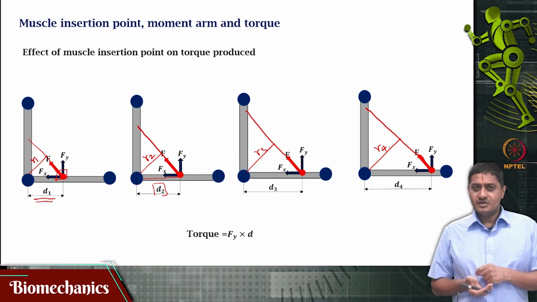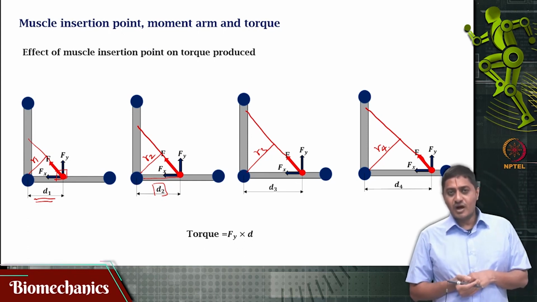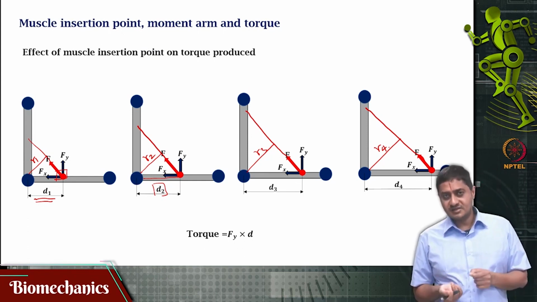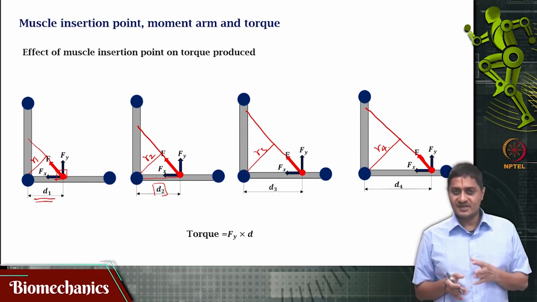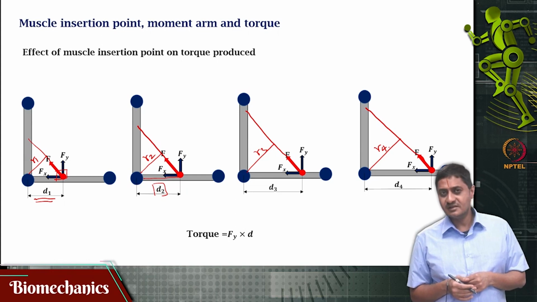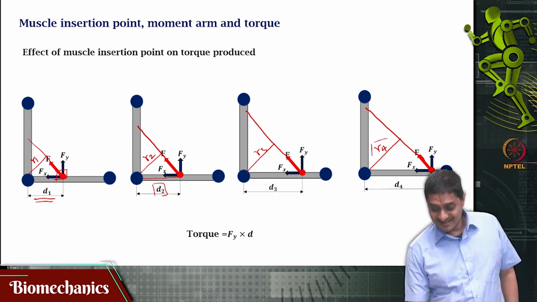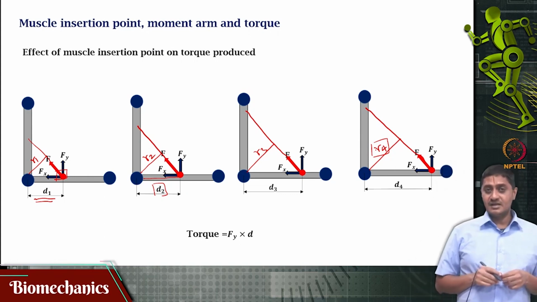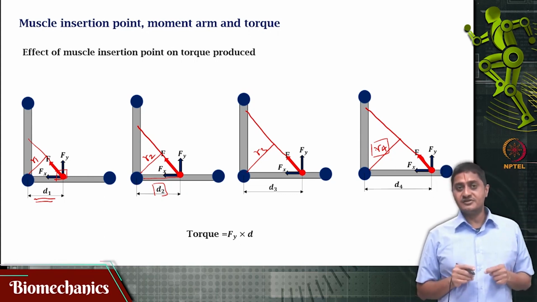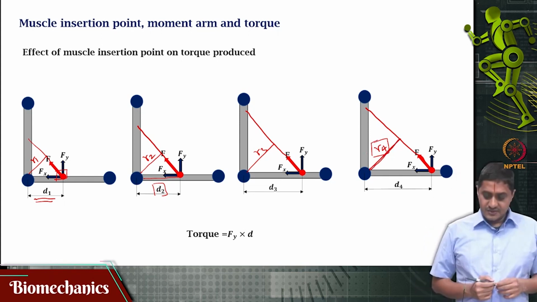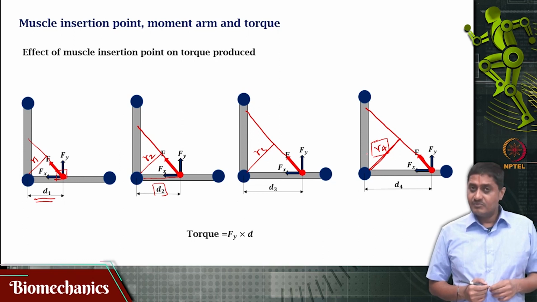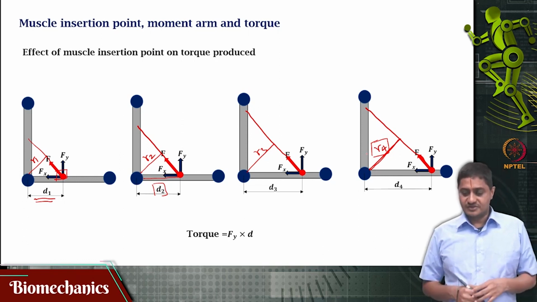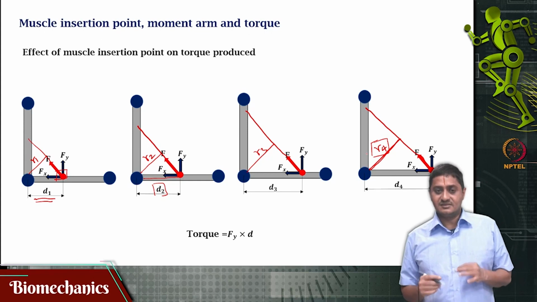You can visually look and check if R1, R2, R3 and R4 are equal. Are they equal? The answer is no. Which is higher? R4 is obviously the highest. So, depending on the point of insertion, your moment arm will change. So, this can vary due to the point of insertion, but that is not the only thing that causes the change.